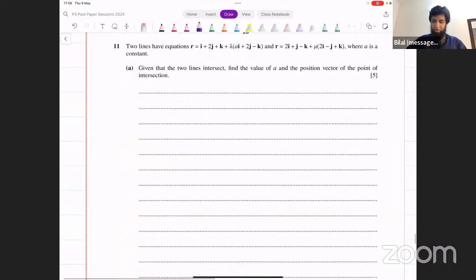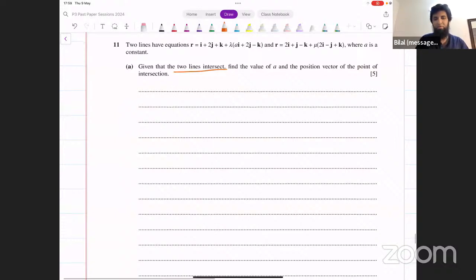Find the value of A and the position vector of the point of intersection. Now they're saying, given that the two lines intersect, what that means is when you equate the two equations, you would get 3 equations from that, right? One for x components, one for y components, one for z components. You would find the values of lambda and mu from 2 equations, put that in the third equation, and that will give you the value of A. And then you can find the position vector of the point of intersection as well.